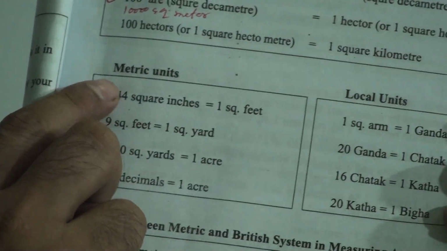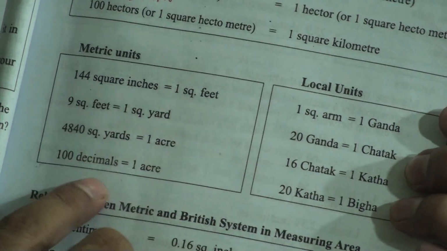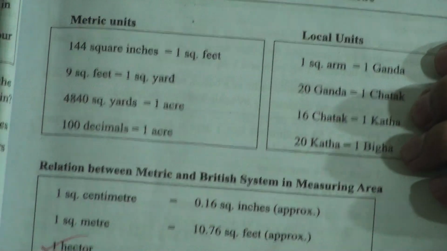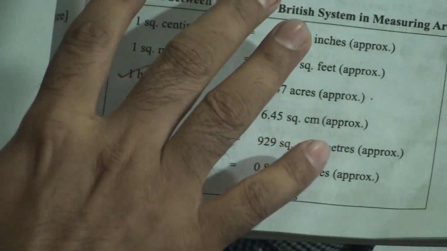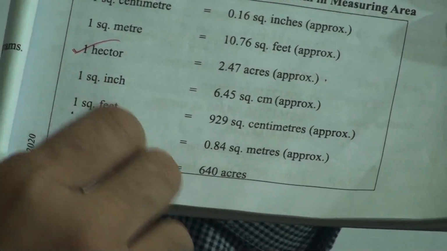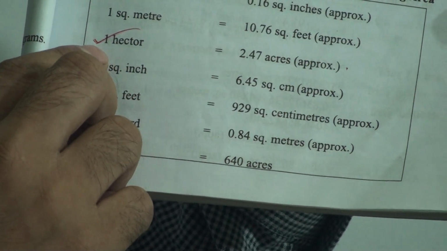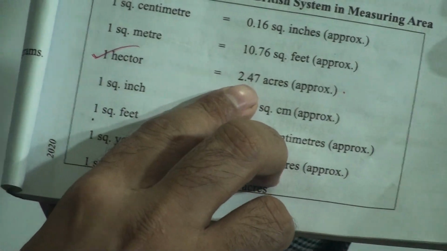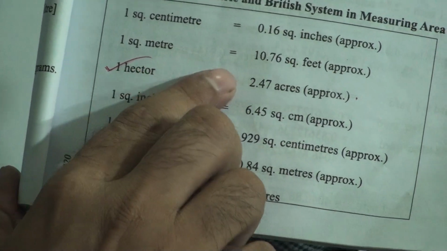Okay, dear students, now if you see in this table, metric units and local units are shown here. You will see this carefully. This information is very important for your MCQ. Dear students, the relation between metric and British system in measuring area is shown here. I have indicated 1 hectare equal to 2.47 acres. This is very important information. The rest of the information you will read, but you must remember this information to solve different types of problems.